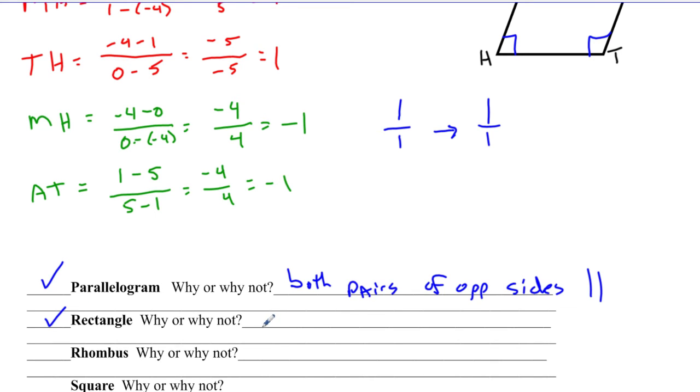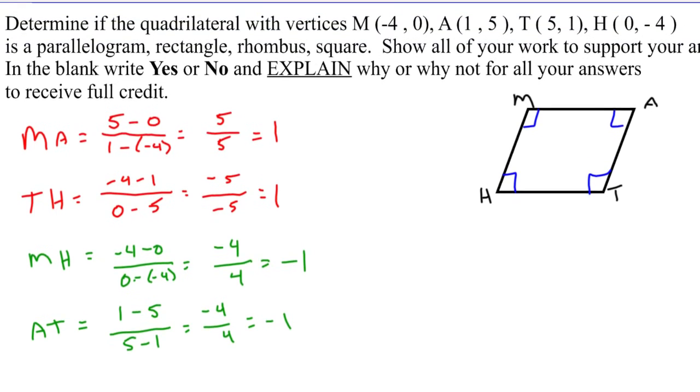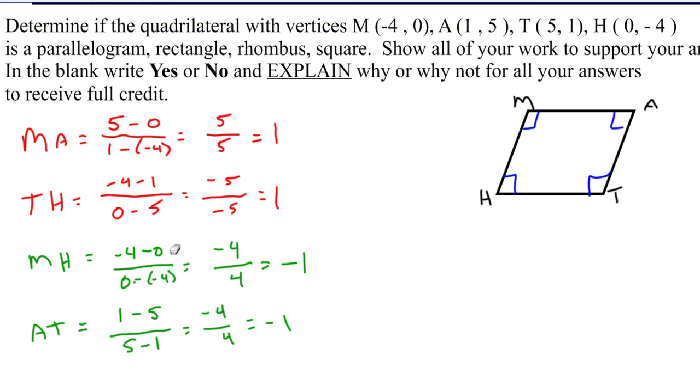And it's a rectangle because all angles are right angles. And again, I'm proving this because I'm showing you on the coordinate plane that all of the slopes of consecutive sides are opposite reciprocals. So we now know that this is a parallelogram. Because it's a parallelogram with right angles, it is also a rectangle. And now we just need to establish, is this or is this not a rhombus?